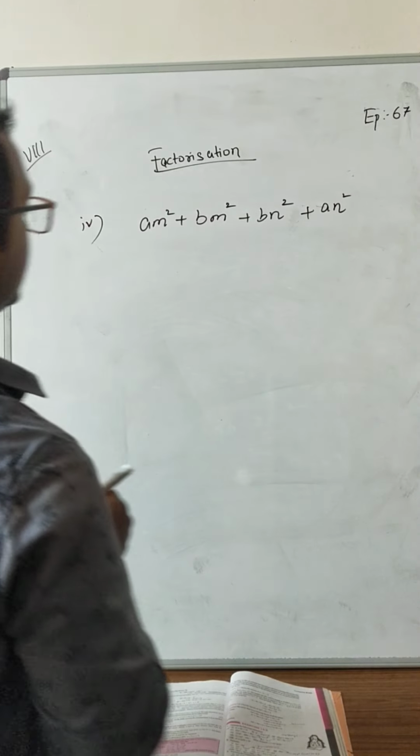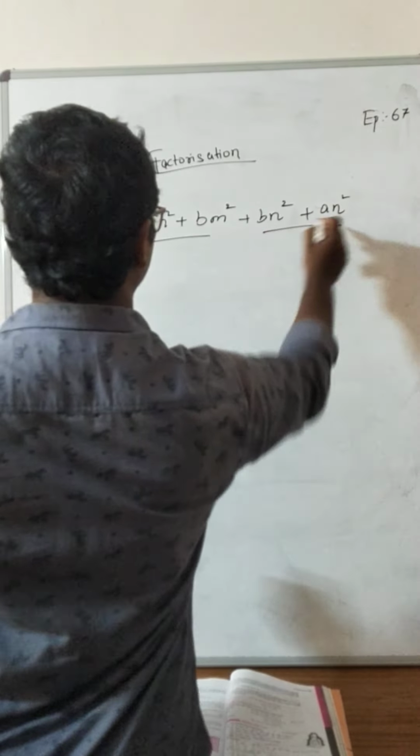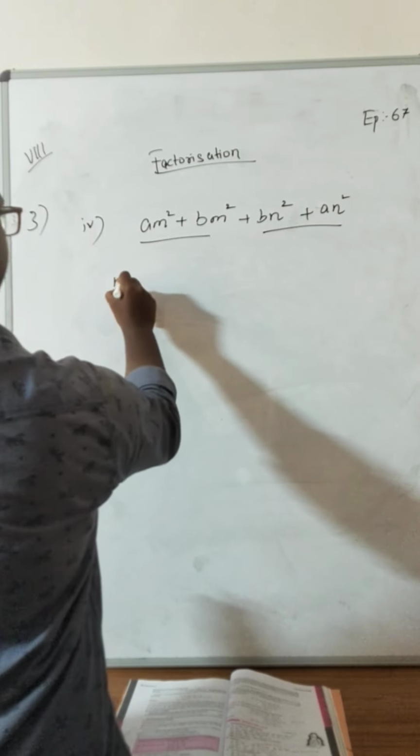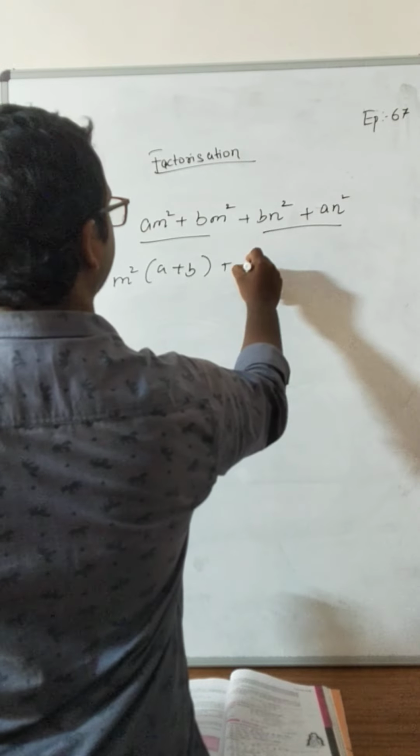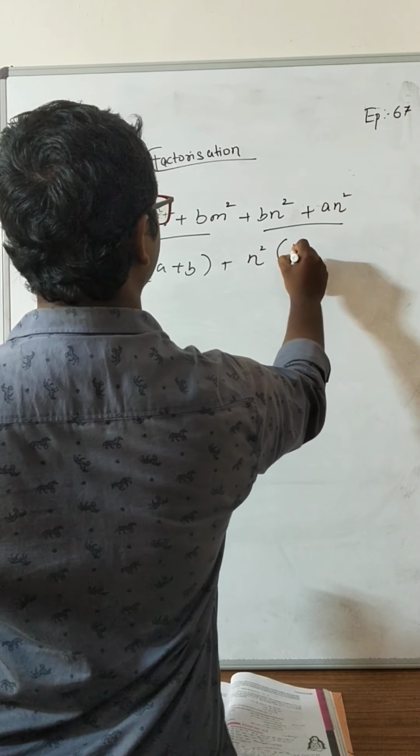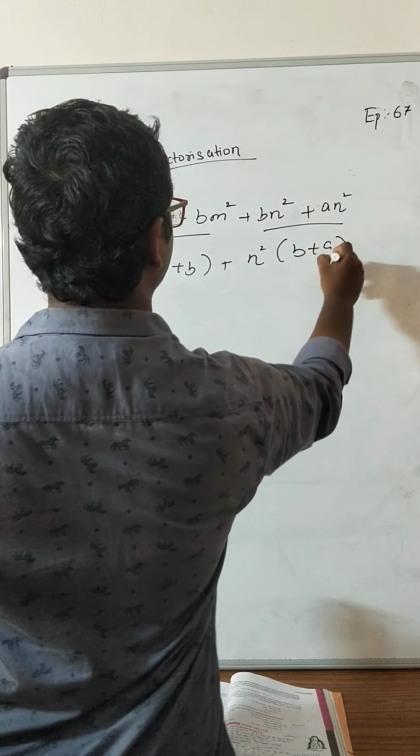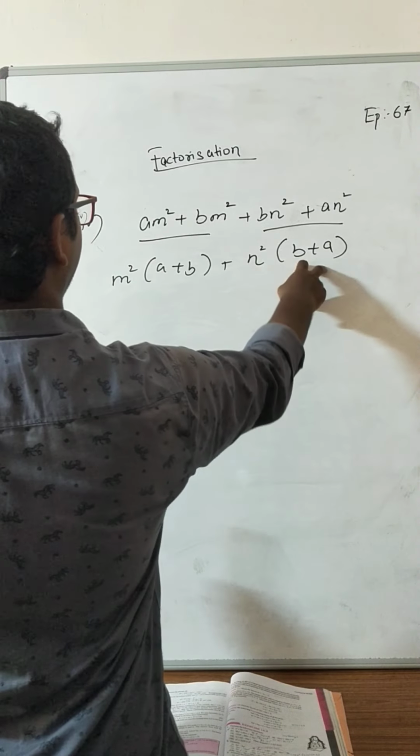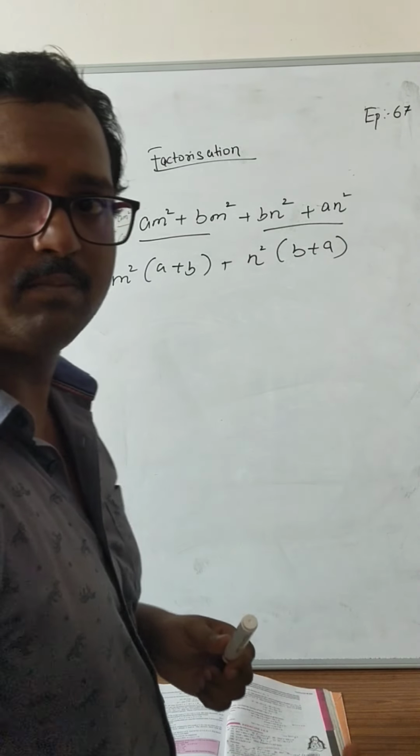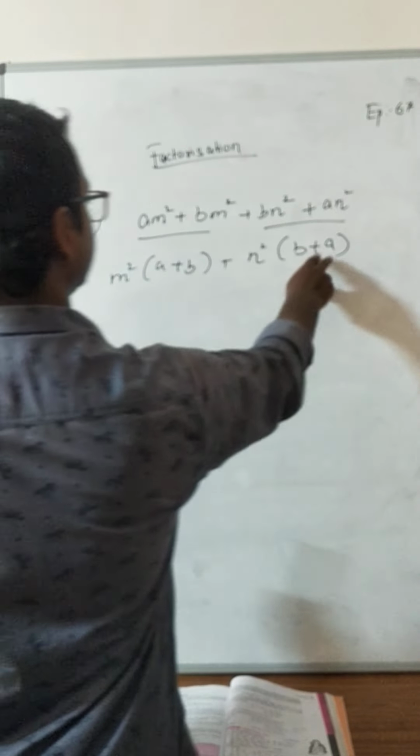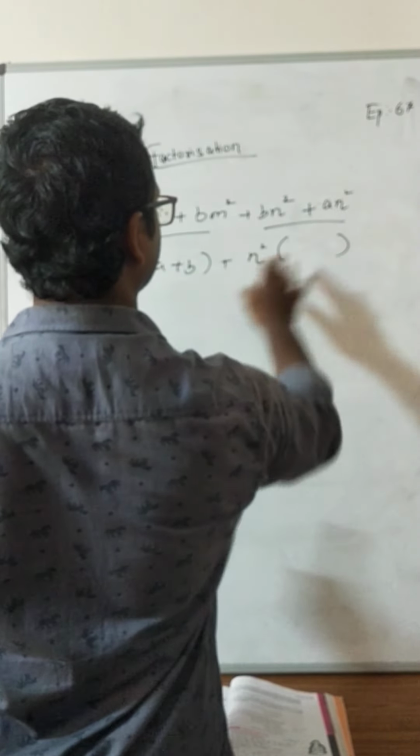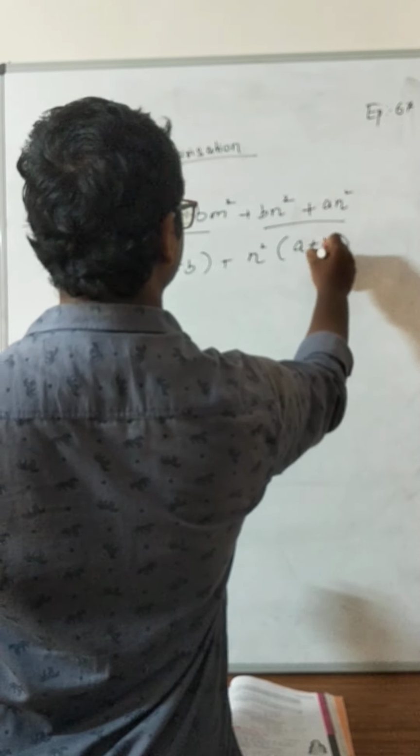Okay, in this I am going to group them. Here I am going to take m² as common, I will have a plus b. Here I am going to take n² as common, I will have b plus a. Now see, b plus a and a plus b is actually same. 2 plus 3 is 5 and 3 plus 2 is also 5. So this can also be written as a plus b. There is no change.